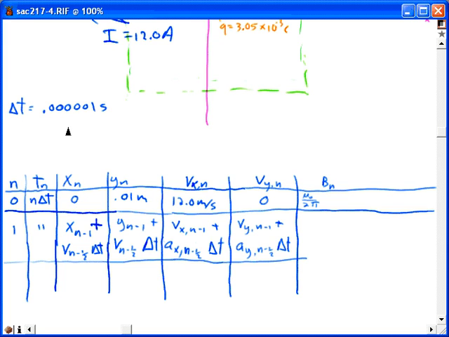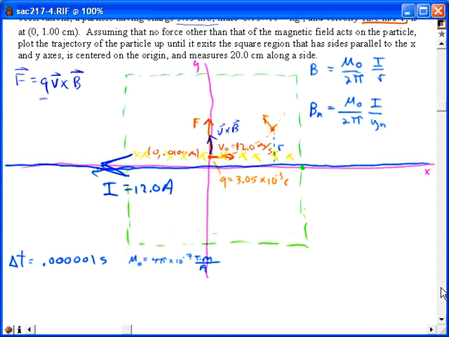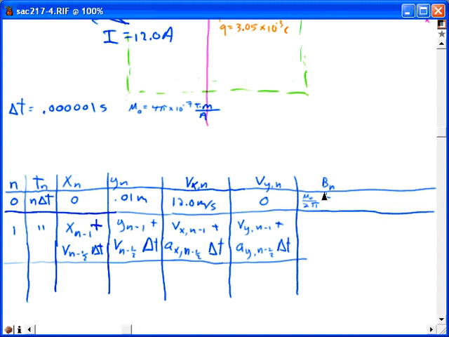So I'm going to need mu 0 in my list of constants here. Mu 0 is, I think it's 4 pi from the formula sheet, times 10 to the minus 7th. Yeah, 4 pi times 10 to the minus 7th Tesla meters per ampere. Okay, so this is mu 0 over 2 pi times I, which is the 12 amps, over y sub n. I think I'm going to need the value of y. So I'll make a list up here of the things that I need. And this is over y sub n.